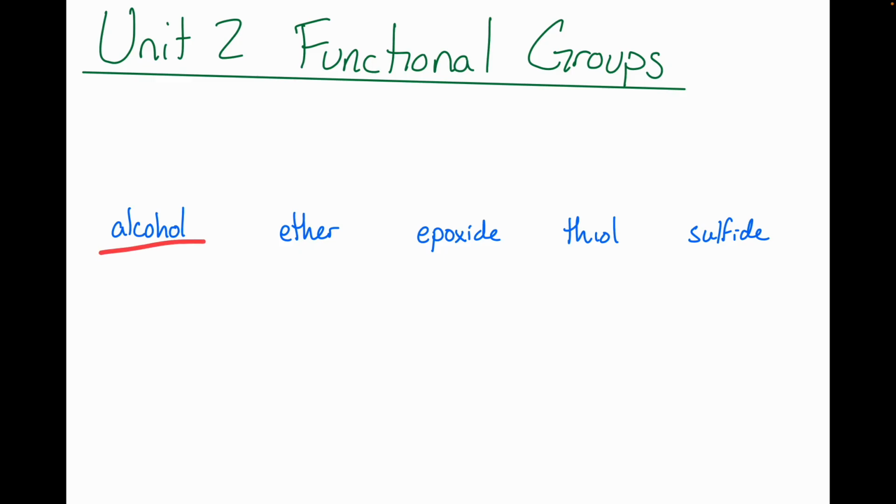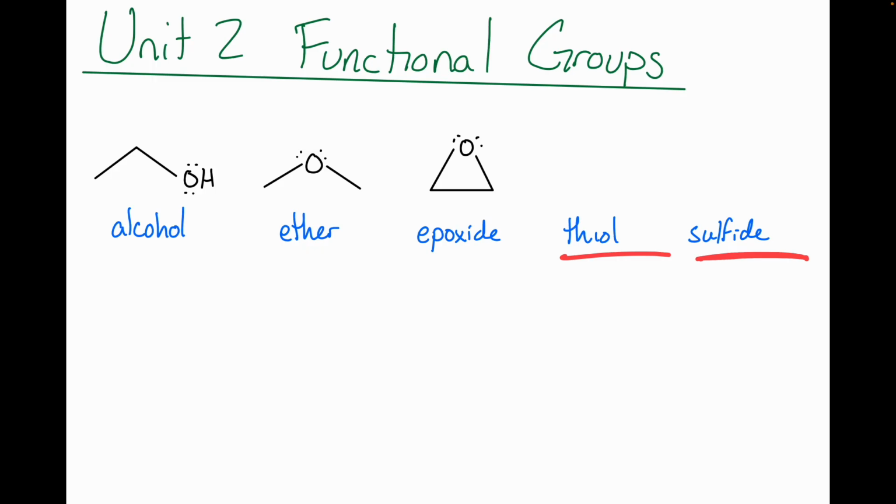Alcohols and ethers are our oxygen-containing functional groups, differing by where the oxygen is. If it's on the end with a hydrogen bonded to it, or a hydroxyl group, that would be an alcohol. If it's in the middle of a molecule bonded between two carbon atoms, that is an ether. And an epoxide is that special ether where we take that carbon-oxygen-carbon bond and force it into this ring structure here, that three-membered ring.